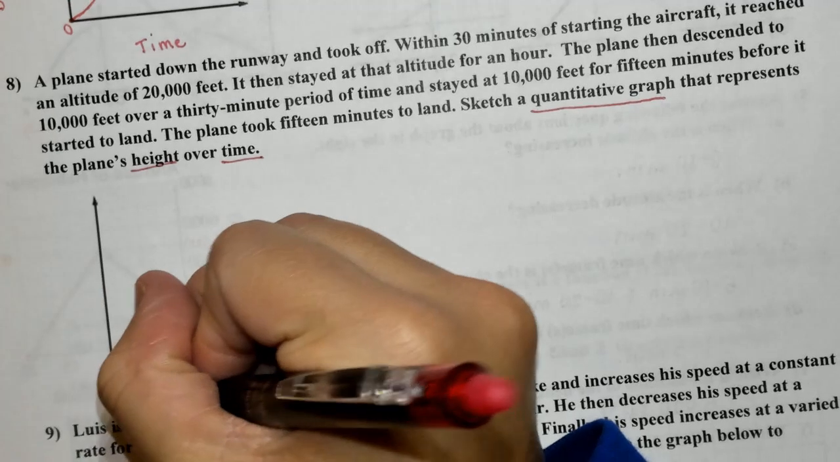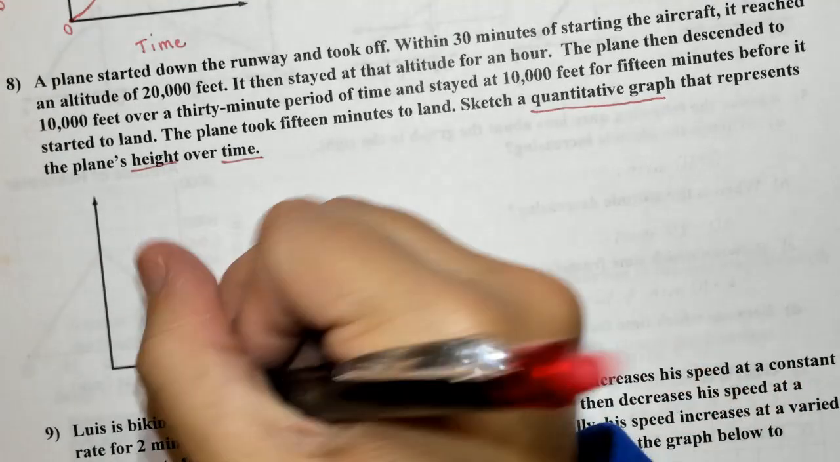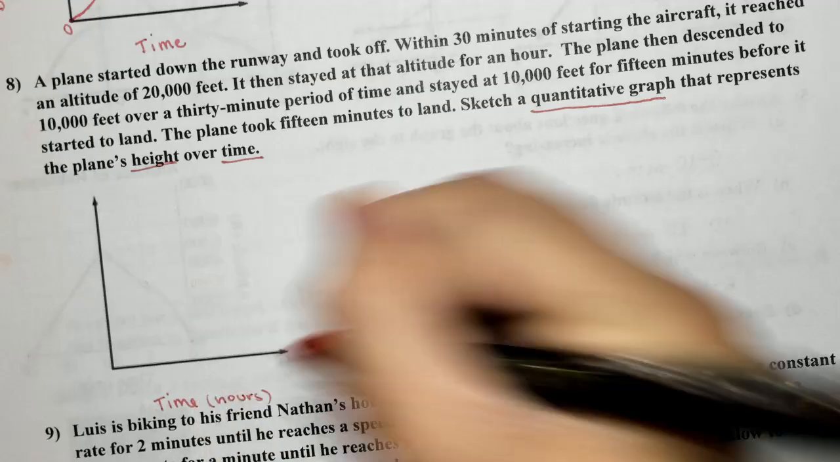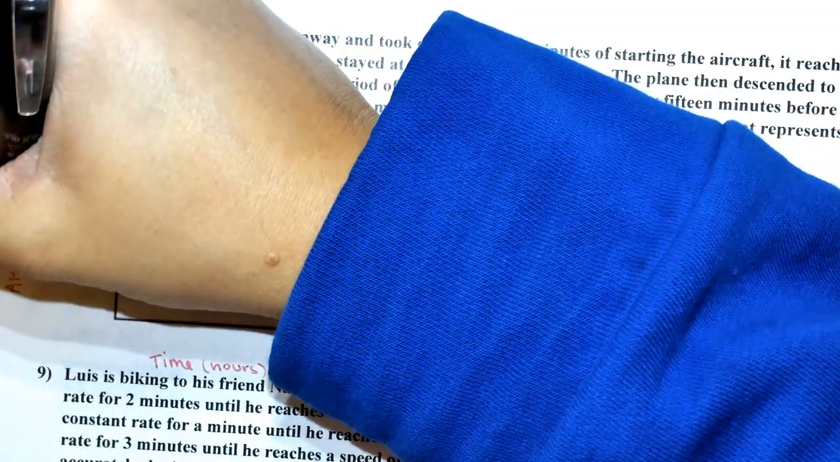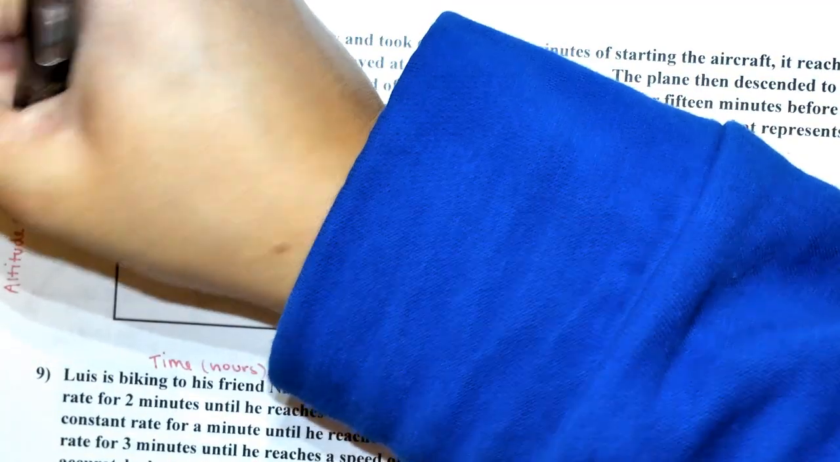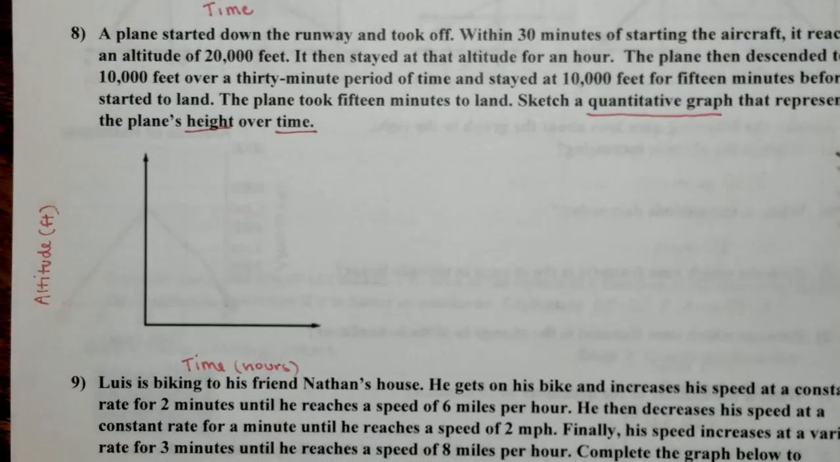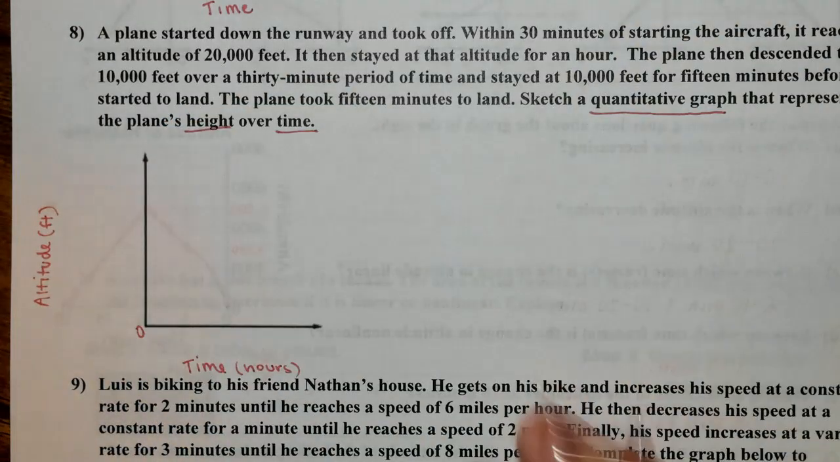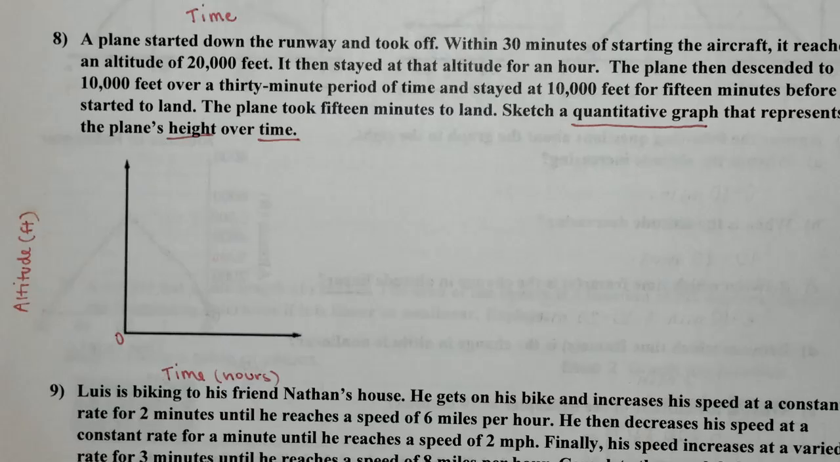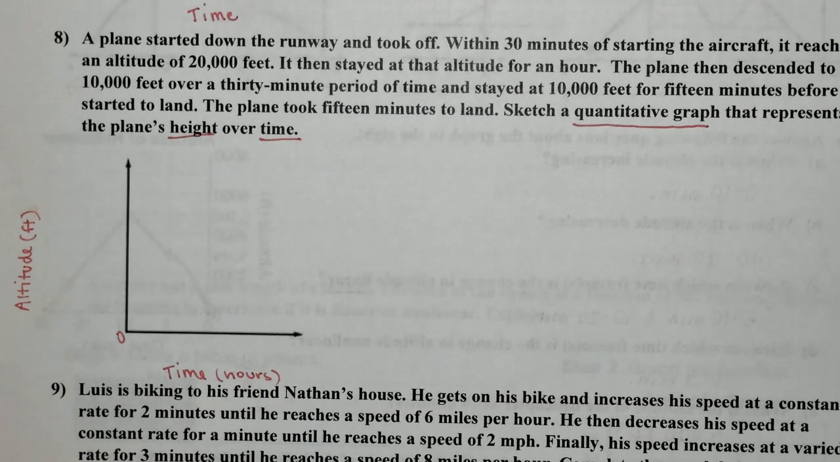All right, time. I'm going to do our time in hours. And I'm going to do our height, I'll say altitude, in feet, but this time it says it's a quantitative graph, so we need numbers. So if this is our origin, okay, I'm going to go back up and read the problem to determine the highest altitude that this plane is going to go and the amount of time that I need to put on my x-axis. So it says a plane started down the runway and took off. Within 30 minutes of starting the aircraft, it reached an altitude of 20,000 feet, and it stayed there, and then it descended. So the highest that the plane is going to go is 20,000.